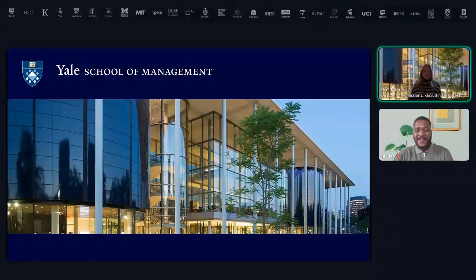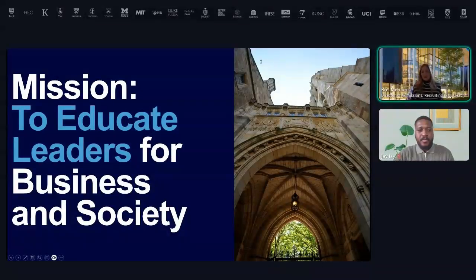So let's get started. In talking about the Yale School of Management, it's important to start with our mission. The founding mission of the school is to educate leaders for business and society. And this mission really does inform everything that we do, from how we approach teaching and learning to how our community is shaped. I tend to say it's in our DNA. When a student comes to the School of Management, they get immersed in this idea of thinking broadly about issues. It becomes part of their awareness.